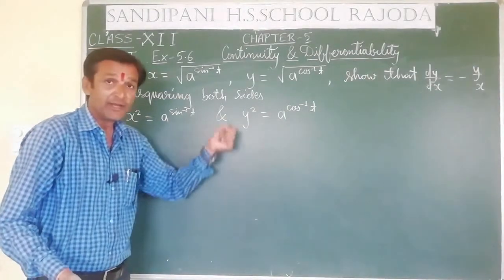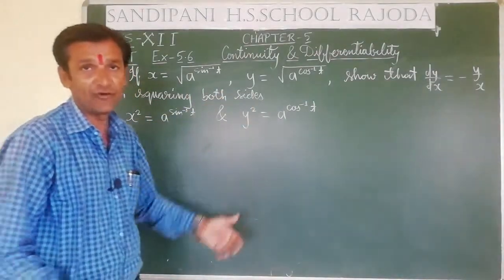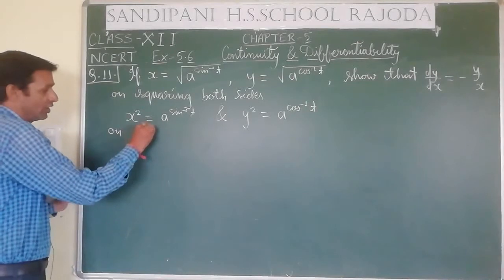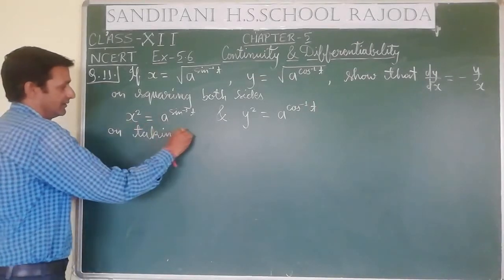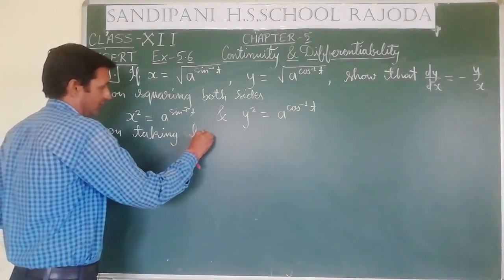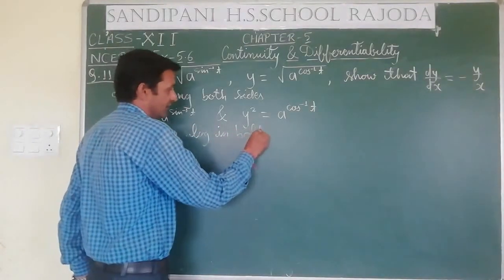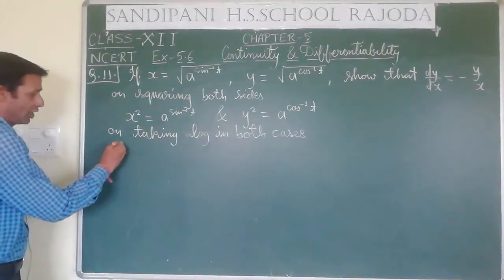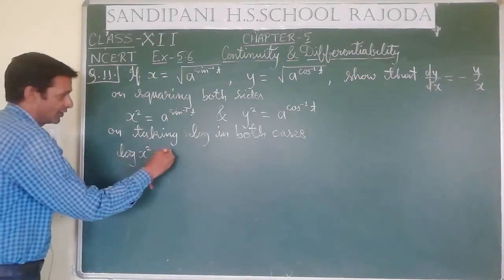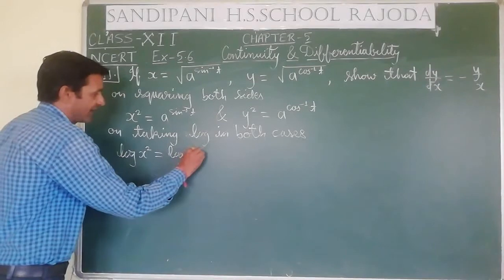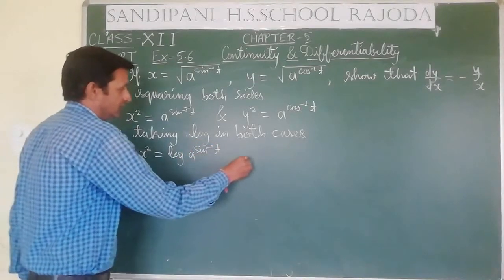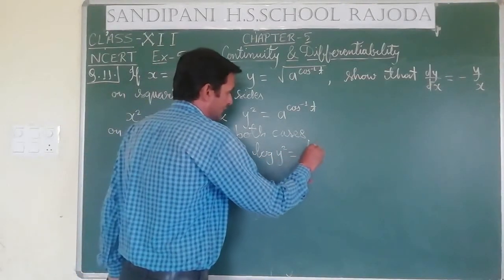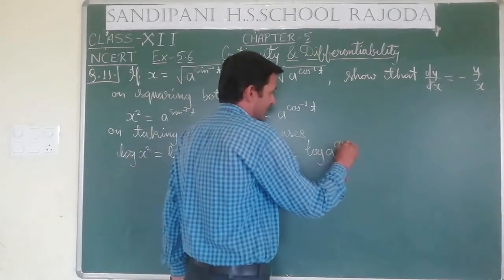यहाँ हम log क्यों ले रहे हैं? क्योंकि ये एक्सपोनेंट फॉर्म में है, अदरवाइज ये क्वेश्चन बहुत टफ हो जाएगा। तो ये चूंकि एक्सपोनेंट फॉर्म में है तो इसलिए हम इसको log लेकर के करेंगे। तो on taking log in both cases, now what it will become? log x square is equal to log a raised to the power sin inverse t and log y square is equal to log a raised to the power cos inverse t.